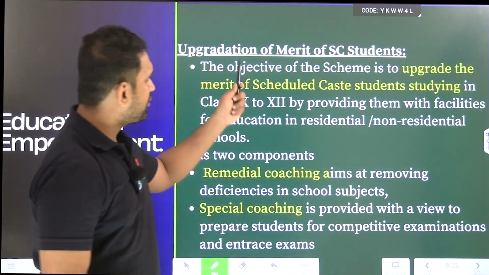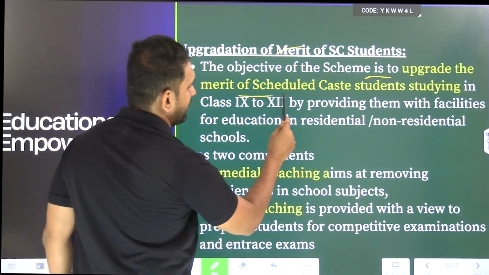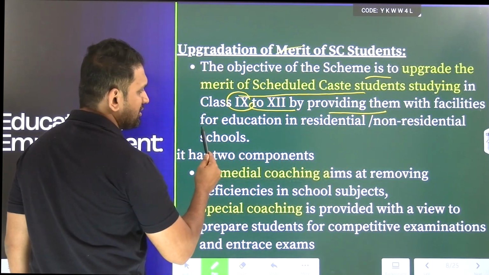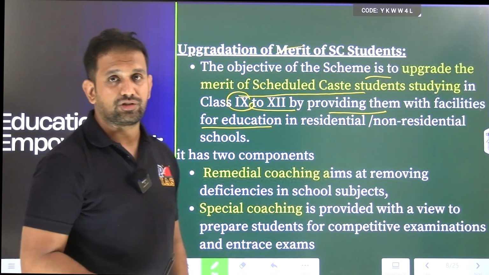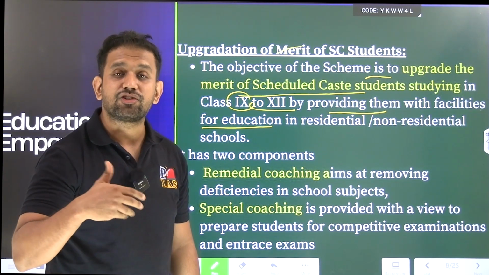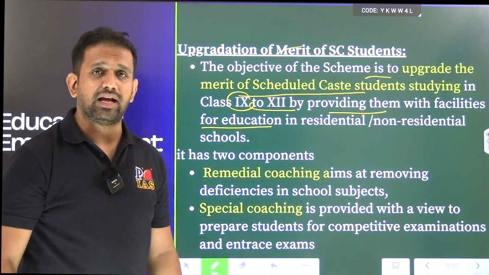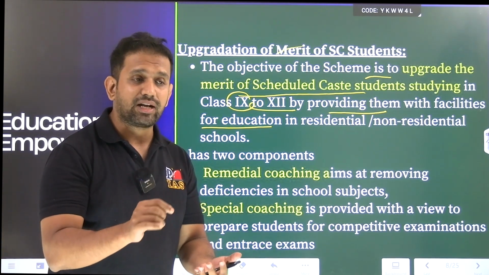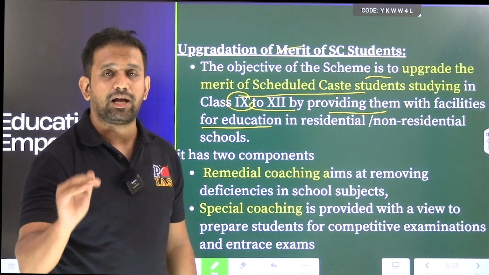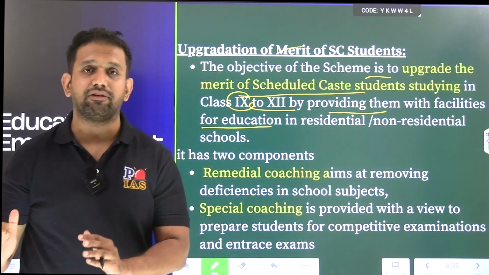Now, upgradation of merit of SC students. The objective of this scheme is to upgrade the merit of scheduled caste students studying in 9th to 12th class by providing them facilities for education in residential and non-residential schools. To ensure the quality of education, the children have to be kept away from work. If the parents take the children to work or to the agricultural land, then they will not have much time to revise or do homework, and the next day they go directly to school. With that, the quality of education and skill levels will decrease. That is the reason the children should be away from their parents.